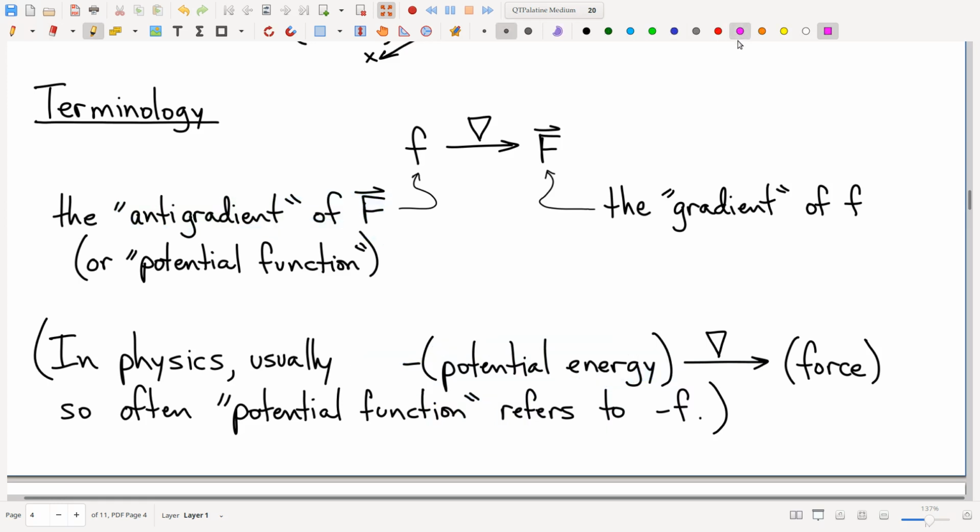So anyway, I think it's unfortunate, but this is very common. You're going to see what I would like to call the antigradient very often referred to as the potential function. With this example in mind, it's super annoying. I'm going to say antigradient. I think it makes more sense. Outside of Math 219, you're going to hear potential function.